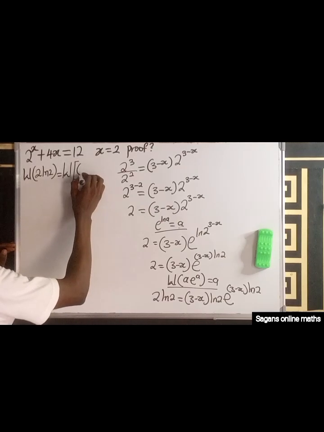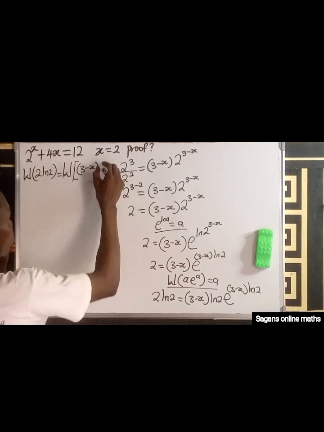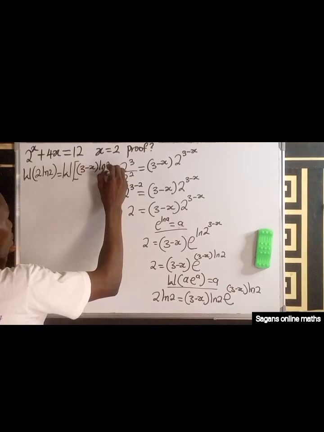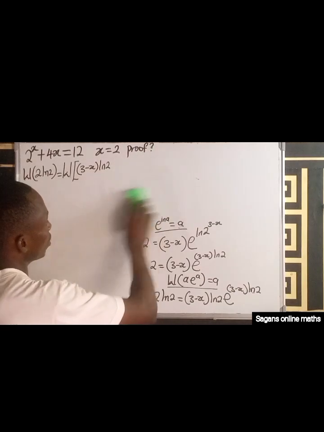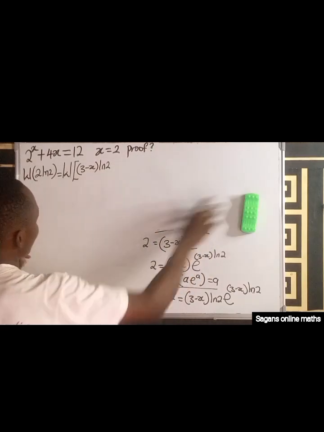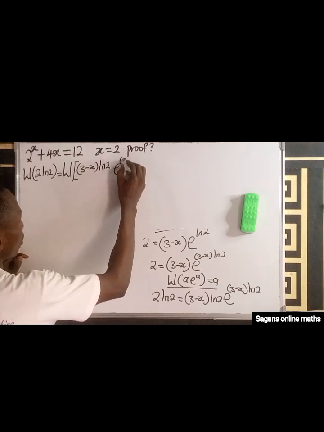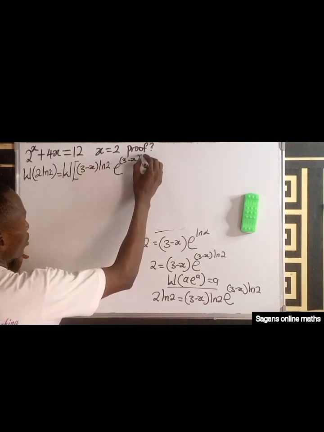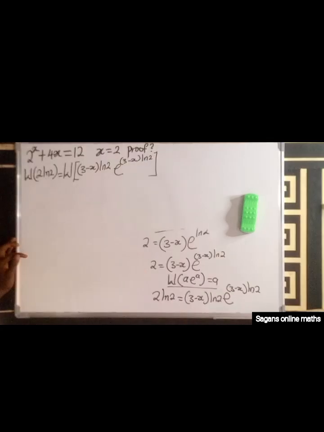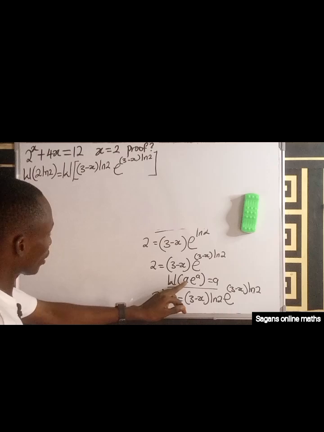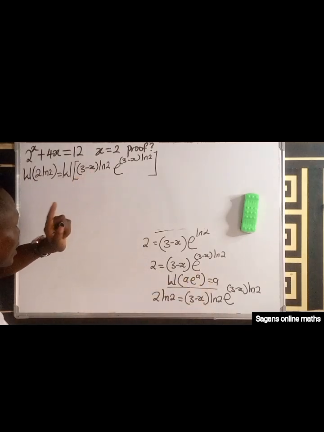Bracket then (3 minus x), right? Then ln what? ln 2. So let me remove this, please. Okay, then e raised to the power what? Multiplied by e raised to the power (3 minus x) ln 2, then close. So by definition, the ln function of a multiplied by e to the a is equal to a. It means that what is to be added here is just 3 minus x ln 2, right?